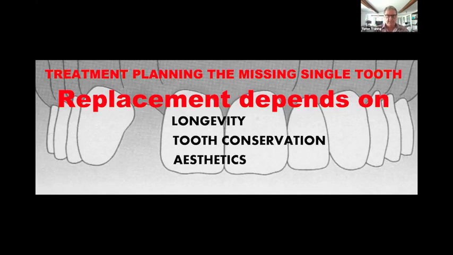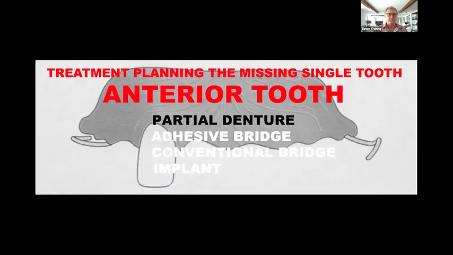Now, most of the time, it's impossible to fulfill all three criteria. A lot of the time we have to choose two criteria for success. But let's look at all the variables and bear in mind these three aspects as we go through. So for treatment planning our missing anterior tooth, the first one that we can look at is the partial denture.